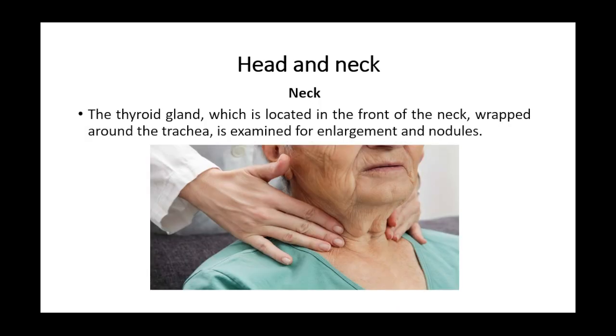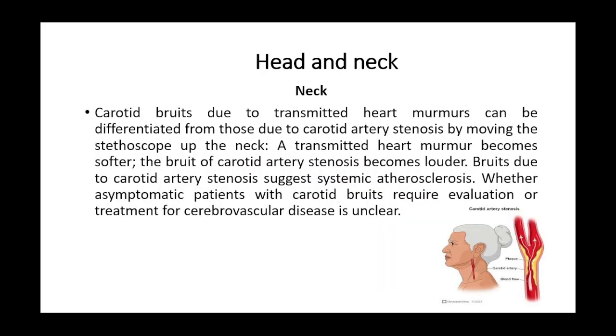The thyroid gland, which is located in the front of the neck, wrapped around the trachea, is examined for enlargement and nodules. Carotid bruits due to transmitted heart murmurs can be differentiated from those due to carotid artery stenosis by moving the stethoscope up the neck. A transmitted heart murmur becomes softer; the bruit of carotid artery stenosis becomes louder. Bruits due to carotid artery stenosis suggest systemic atherosclerosis.